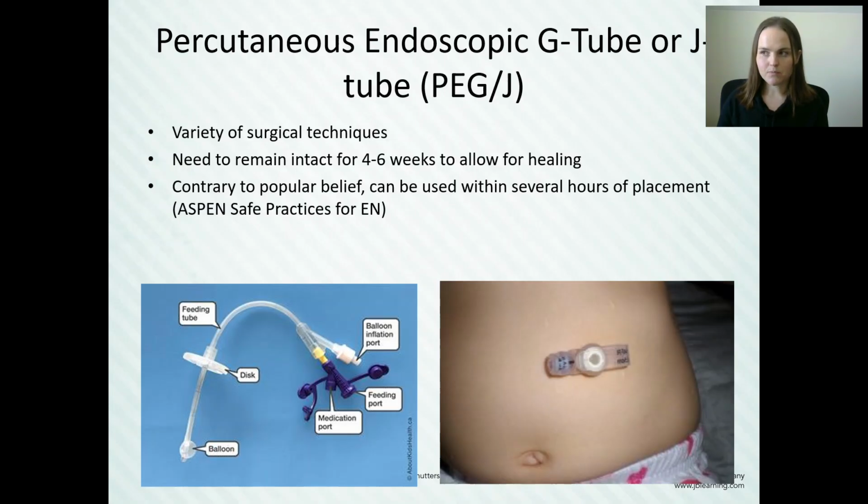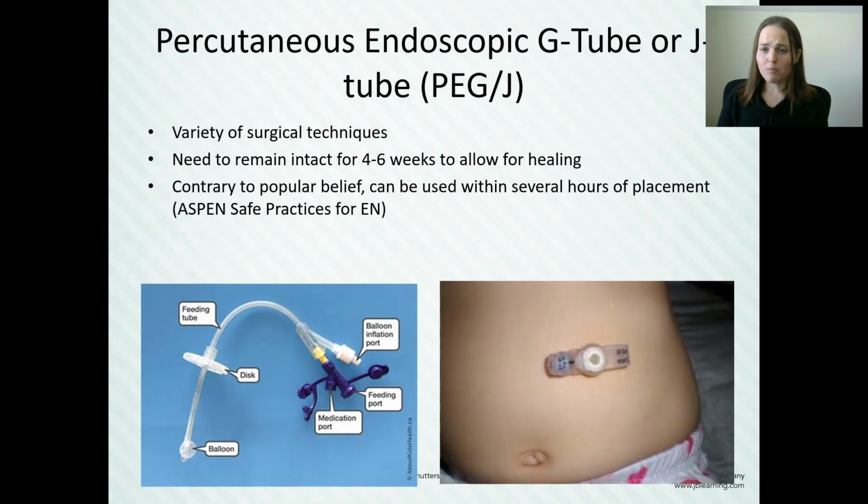One thing that most people don't realize is that once you place a G tube or a J tube, it actually does need to remain intact for 4 to 6 weeks to allow for healing. So you might think, this patient needs tube feeds for longer than 4 weeks, let's place this. But you want to also consider that if the patient got better and didn't need it, they would actually still need to keep it in place for that full 6 weeks to allow for healing.